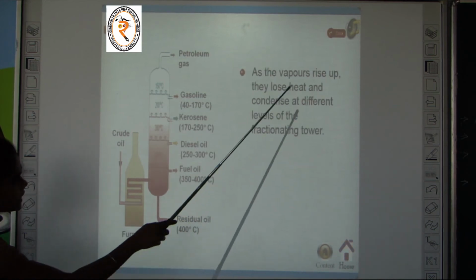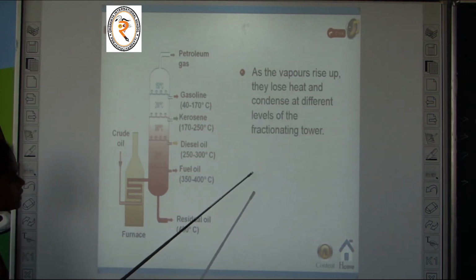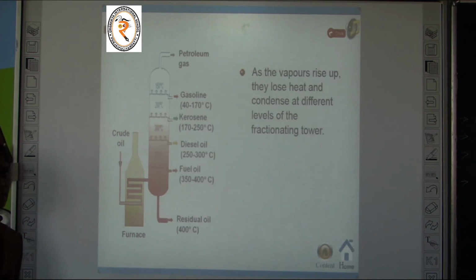As the vapors rise up, they lose heat and condense at different levels of the fractionating tower. What is this process called? Condensation. The conversion of vapors into liquids is known as condensation. So here the condensation process takes place.